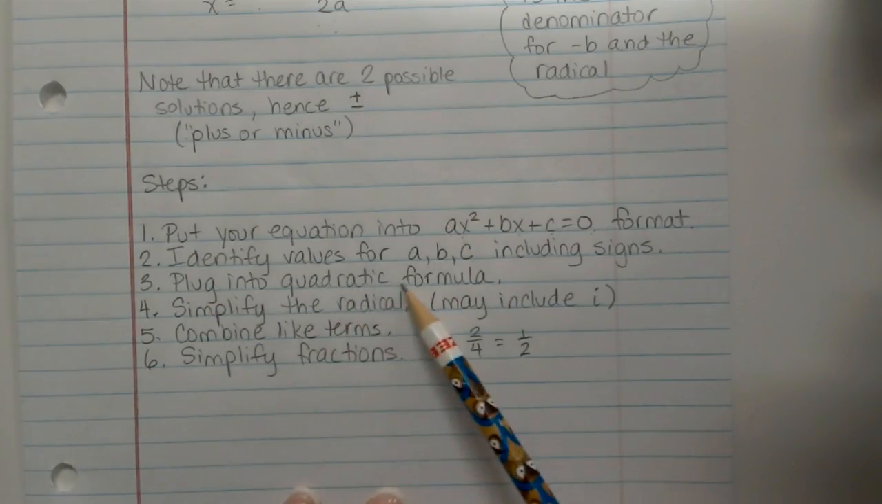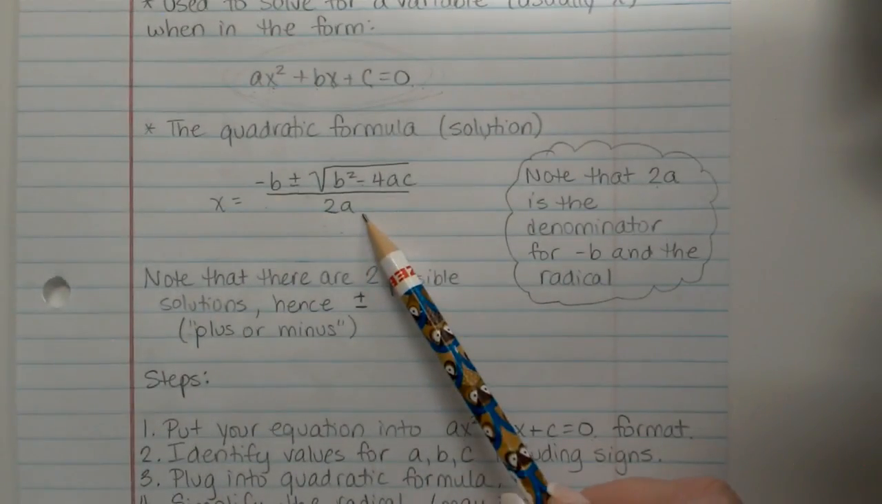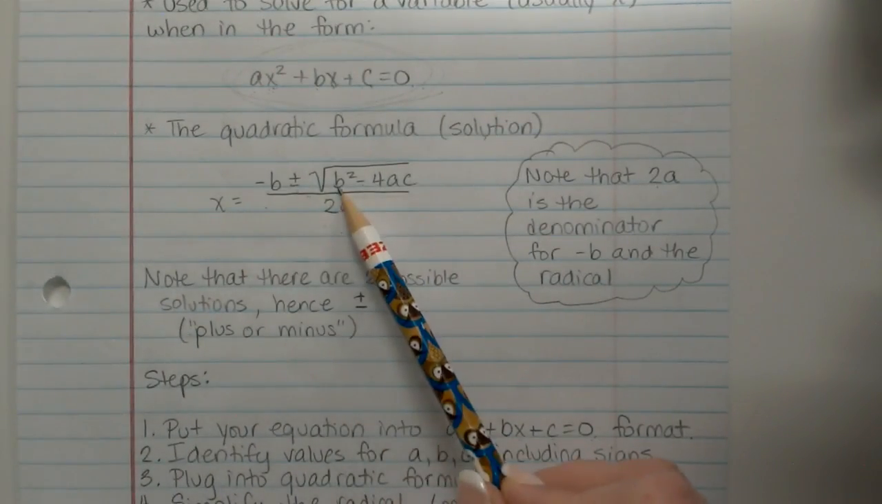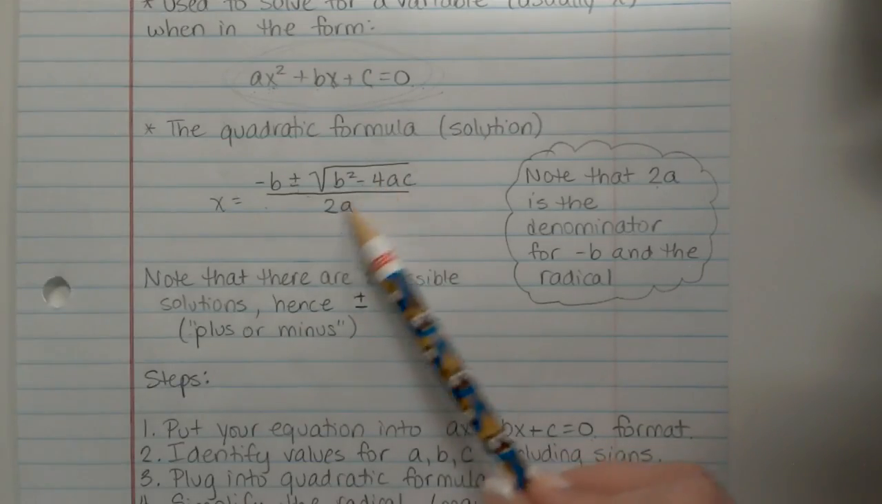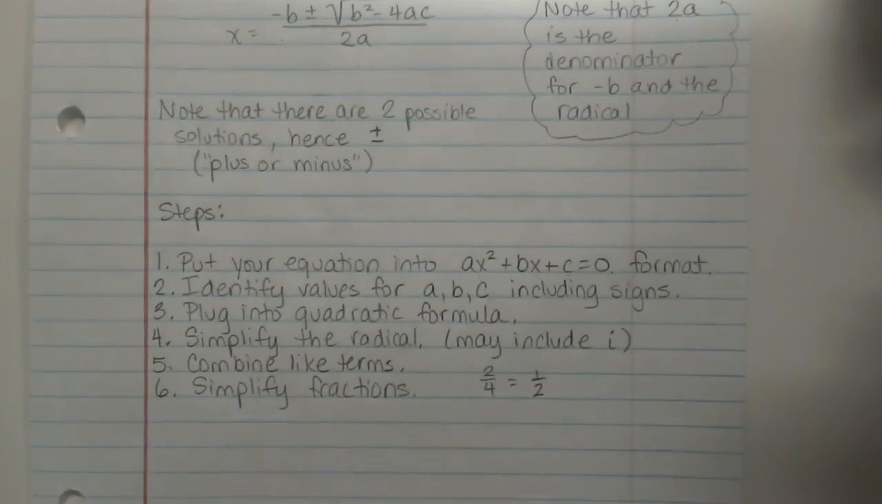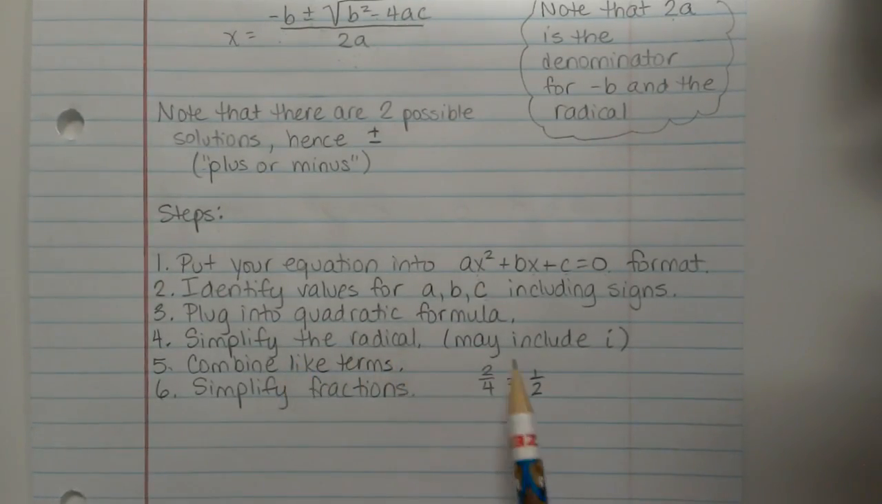Then you're going to plug in your ABCs into this quadratic formula. And you're given the quadratic formula. B is B, B is B, A is A, C is C, and so forth. The 4 and the 2 never change and all that. After you plug it into the formula, you're going to go ahead and simplify the radical. Understand that you might have an i, imaginary term. In other words, if there's a negative under the square root, well, then you got to take the negative 1 out as an i.